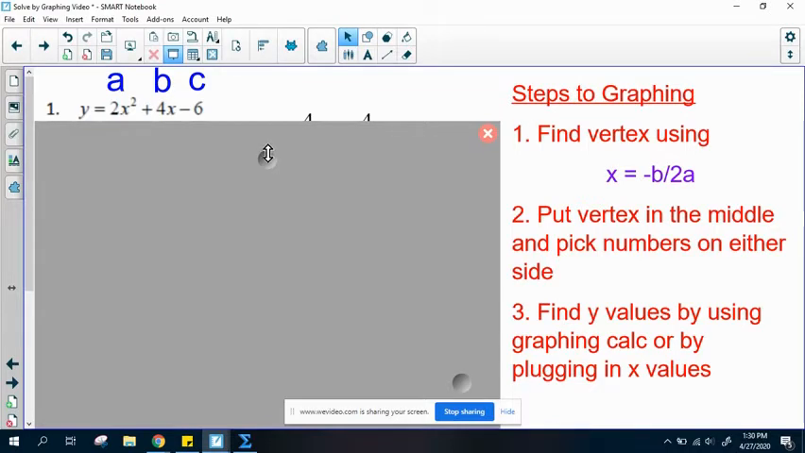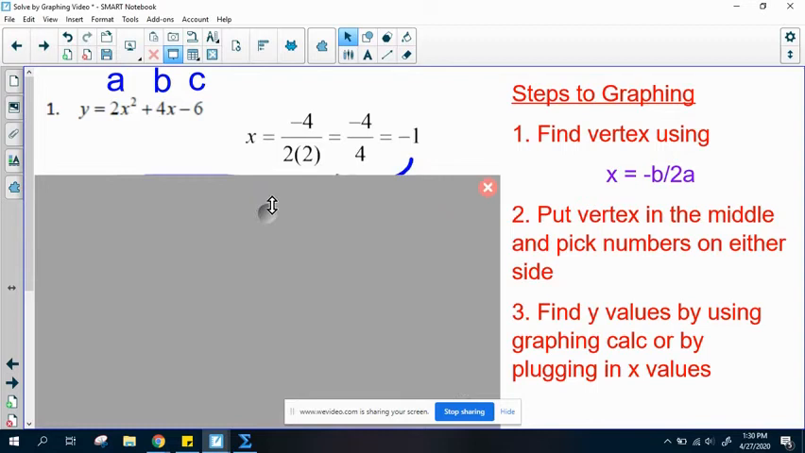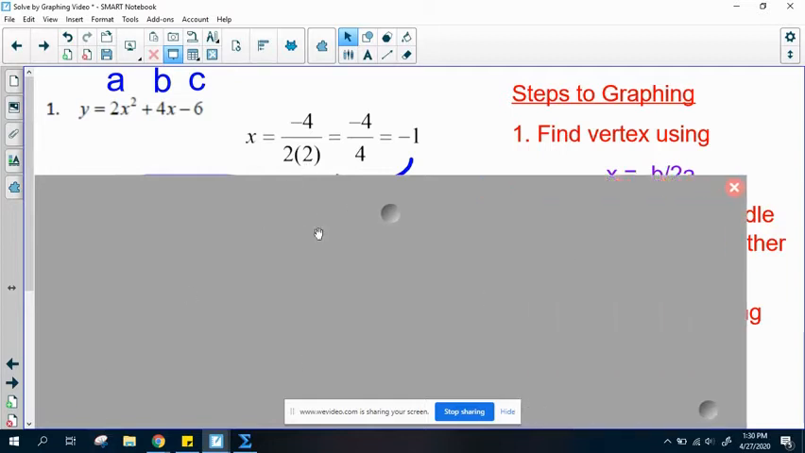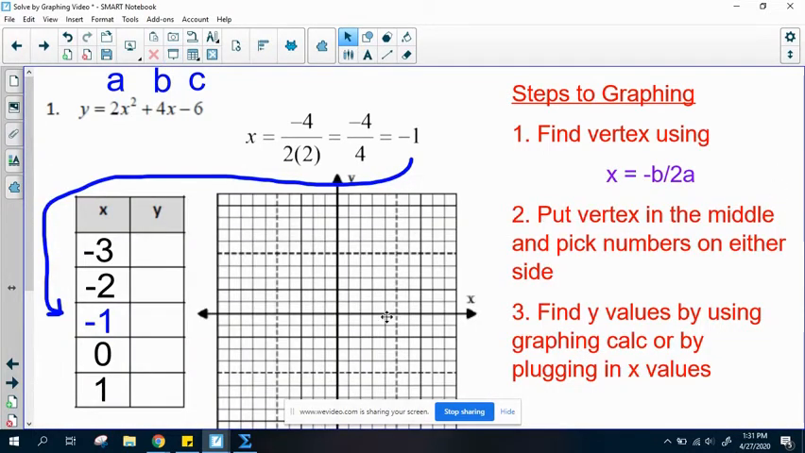So if I do the opposite of b over 2a, I take b, which is the 4 in the middle, so that's -4 because this is positive, so opposite, divided by 2 times a. In this case, a is 2. The first thing is to figure out the bottom: 2 times 2 is 4. Then I divide the top by the bottom, and I get -1. This is what's going to go into the middle of our table.